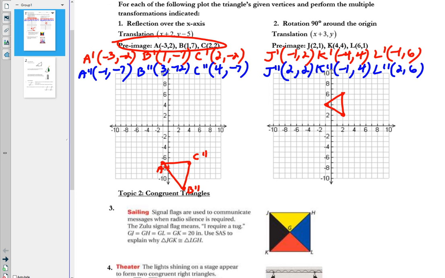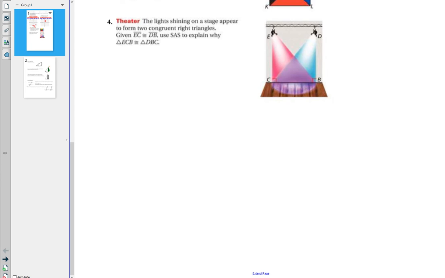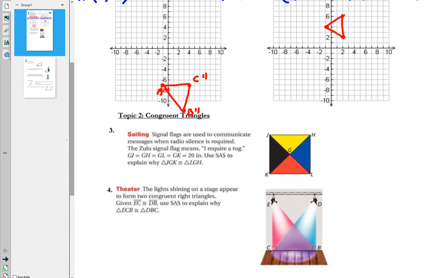Also, you're gonna have to just memorize what I told you for number one. For number two, congruent triangles. Signal flags are used to communicate messages when radio silence is required. The Zulu signal flag means I require a tug.